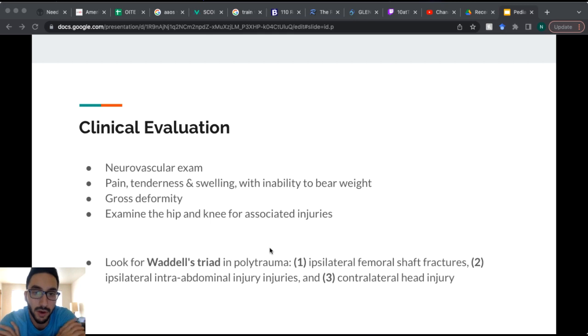And you also want to look for Waddell's triad in a polytrauma, which is a femoral shaft fracture, a same-sided intra-abdominal injury, and a contralateral head injury. So Waddell's triad is commonly seen in polytraumas. You want to assess for that, especially in a young patient.